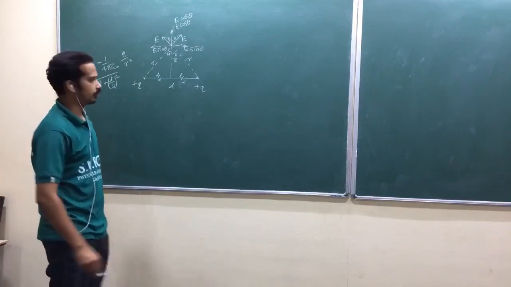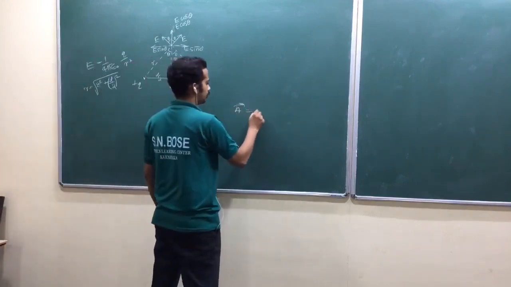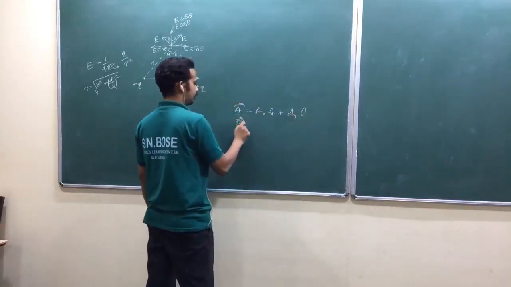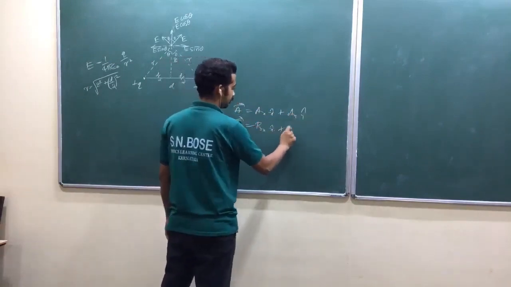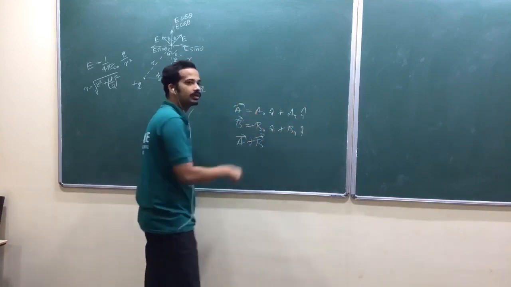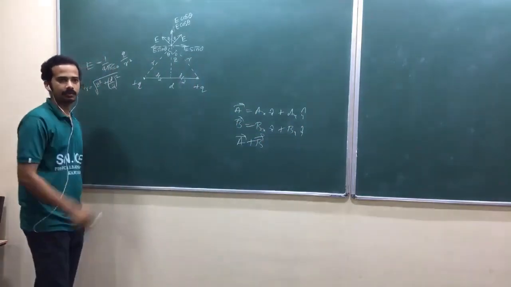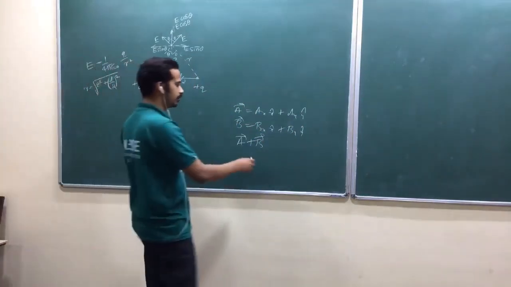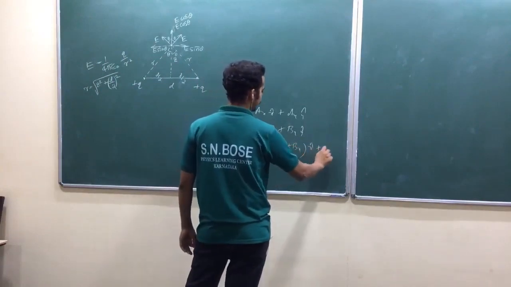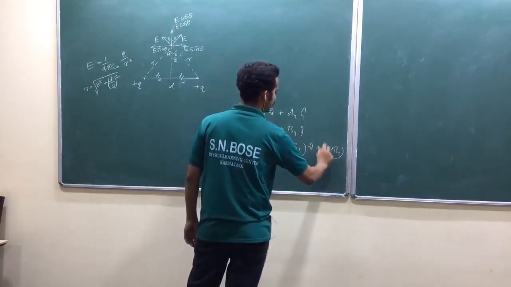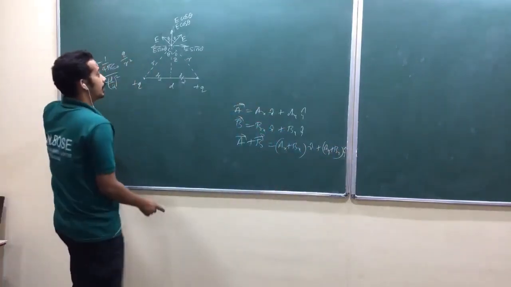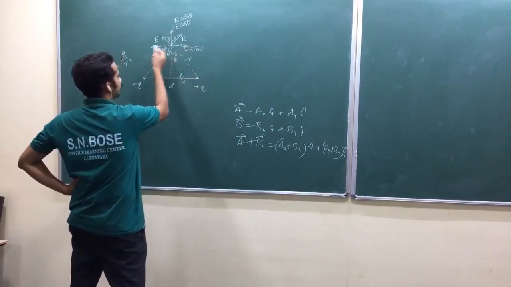Whenever you add any vectors, A is equal to AX x cap plus AY y cap, B equal to BX x cap plus BY y cap. When you add them, you add the components: AX plus BX into x cap plus AY plus BY into y cap. That's a very basic rule, and that's what I have done.